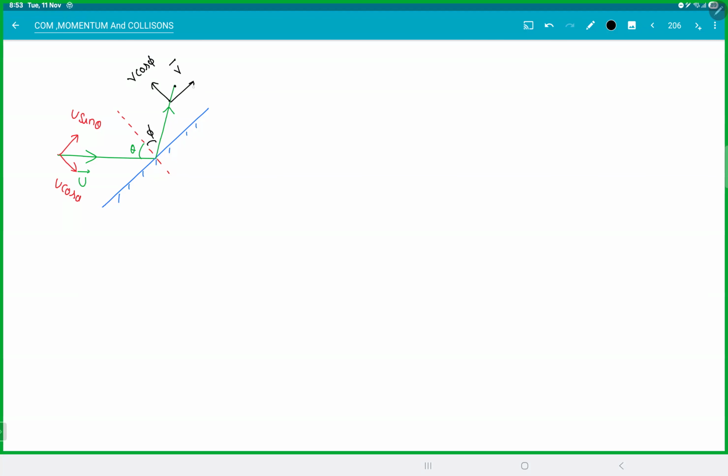And this is v sin phi. So we can clearly see that whenever you're hitting with a u cos theta, after the collision, you'll bounce back with e u cos theta, which is v cos phi in this scenario. So the coefficient of restitution is nothing but v cos phi by u cos theta. Do you agree with this? The ratio of components along the normal will give you the coefficient of restitution.